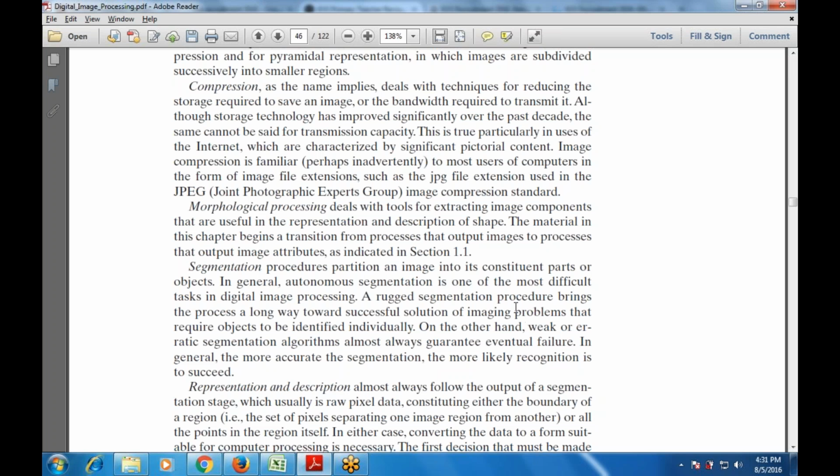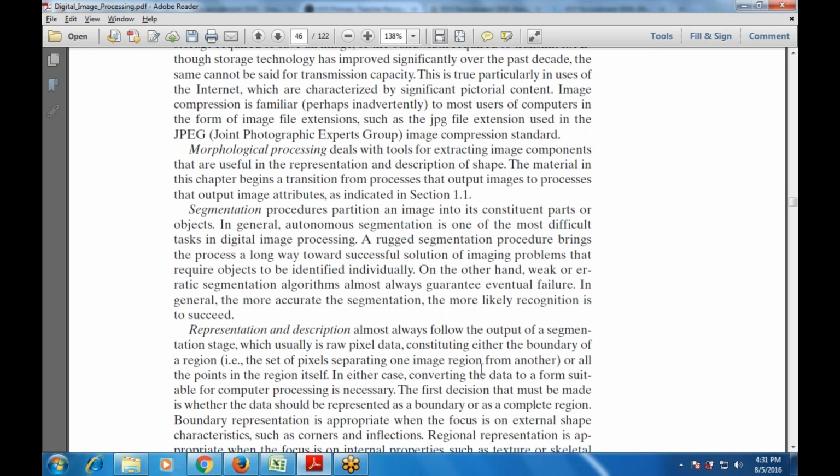The next one is representation and description, which always follows the output of a segmentation stage. That means what the representation of the output is, and the description of the output. It is usually raw pixel data that constitutes either the boundary of a region or the points in the region itself. That is a set of pixels that separates one image region from another, represented as region points also. In either case, converting the data into a form suitable for computer processing is very necessary for the representation and description.